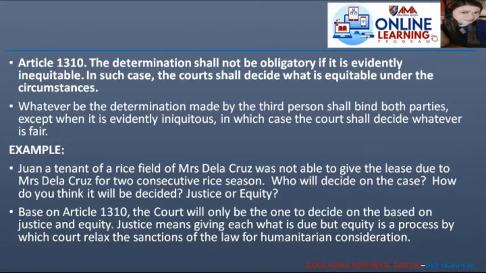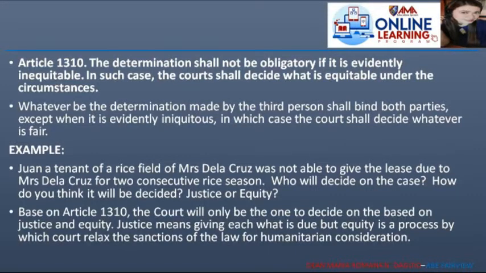So let's have an example to that. Juan, a tenant of a rice field of Mrs. De La Cruz, was not able to give the lease due to Mrs. De La Cruz for 2 consecutive rice seasons. So hindi nakapagbigay class ng upa sa sinasaka niya si Juan. Ang landowner ay si Mrs. De La Cruz. So 2 cropping season na siguro o anihan, hindi pa rin siya nakakapagbayad.